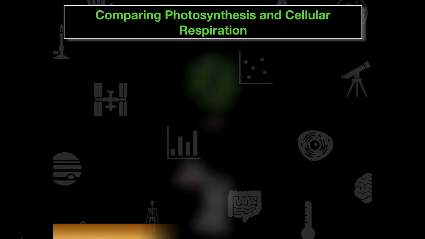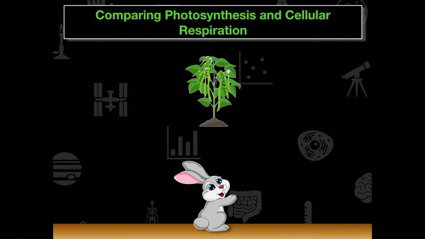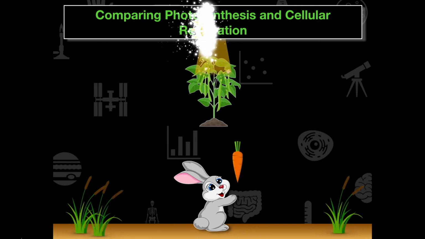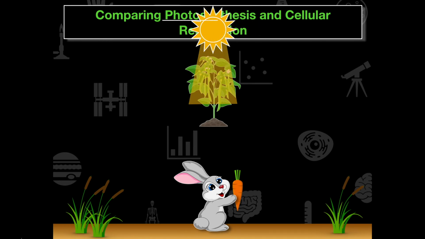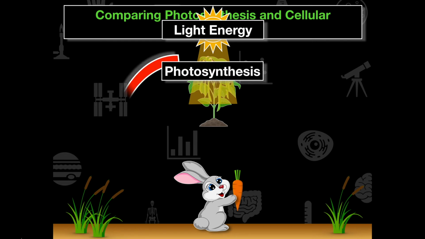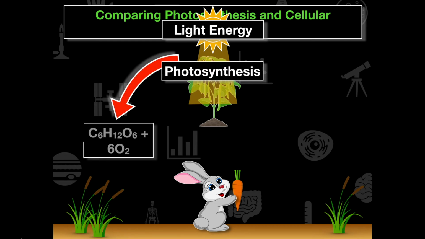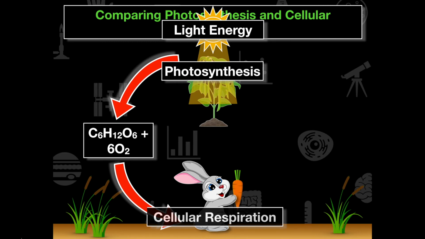So if we're comparing photosynthesis and cellular respiration, let's look at a plant and an animal here. In this image, we have sunlight, which is the light energy that's going to power photosynthesis. And photosynthesis is going to make glucose, C6H12O6, and 6O2. So we're making oxygen and we're making glucose. Now this rabbit here is going to consume that. And the rabbit's going to go through cellular respiration.